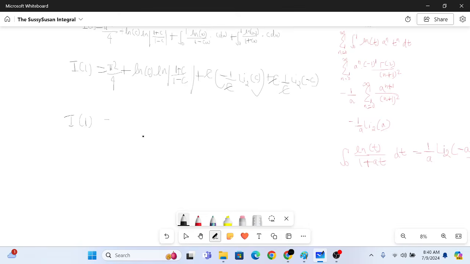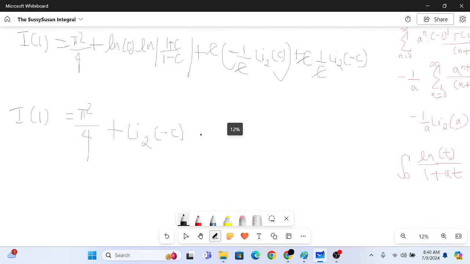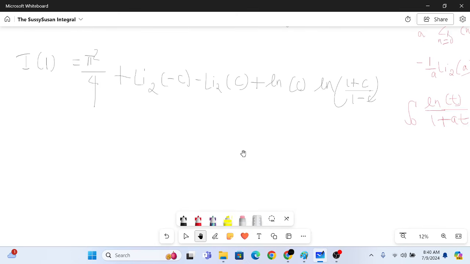Yes, and then after pi square by 4, now this is li 2 of minus c. Yes, minus li 2 of c. Yeah, and then plus ln c ln of 1 plus c by 1 minus c. Good. Now since we know that c was actually root 2 minus 1, this also looks as a good answer, but we will try to find the answer in a closed form.